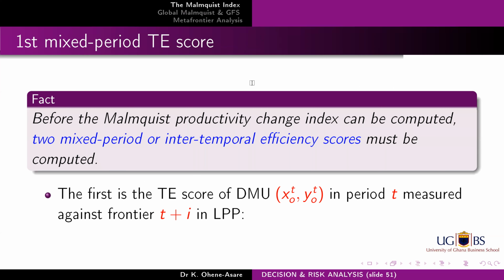However, before the Malmquist can be calculated, it's important to get the two mixed period efficiency scores as well. Remember, in order to calculate the Malmquist, you need two own period efficiency scores. That is the one for the first period, the one for the second period. You need the two. So in this case, we are calculating for A, we need A1 own period and then A2 own period. Then we need A1 cross period and then A2 cross period. That's when we can calculate for A.